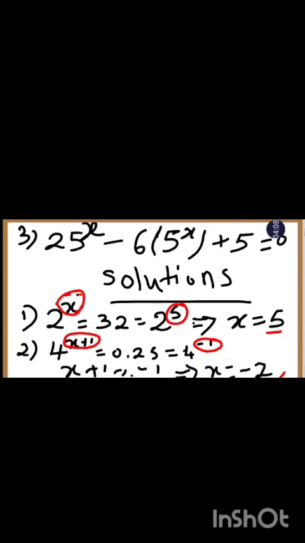Now here, we have 4 raised to the power x plus 1 is equal to 0.25.